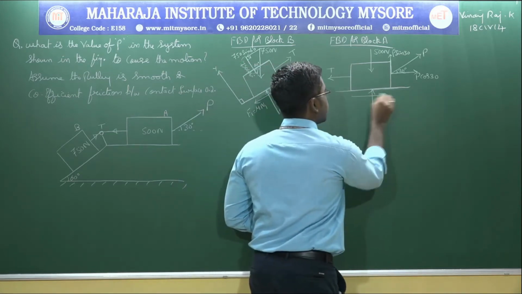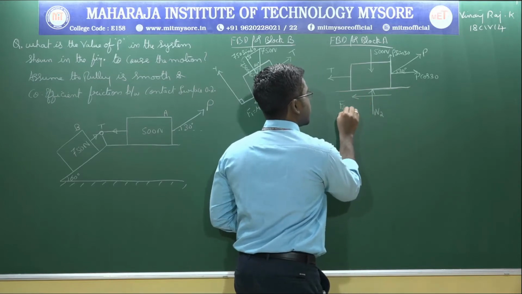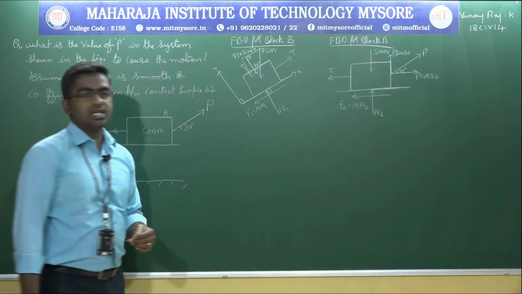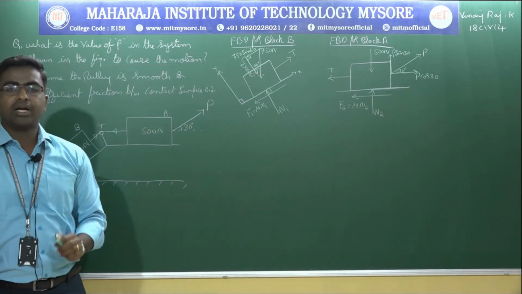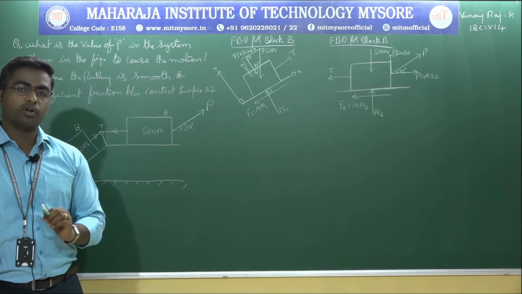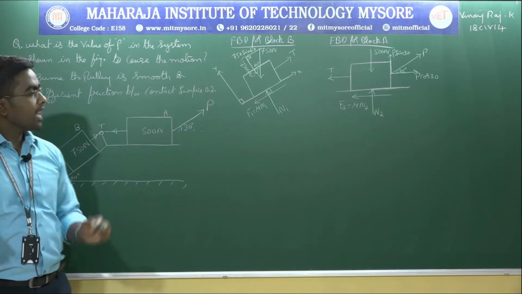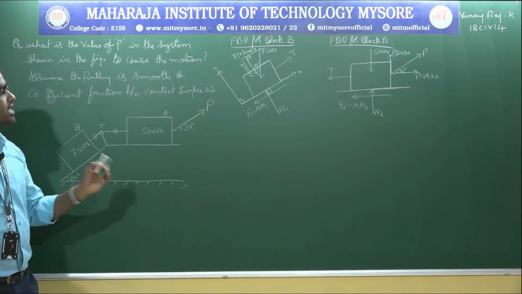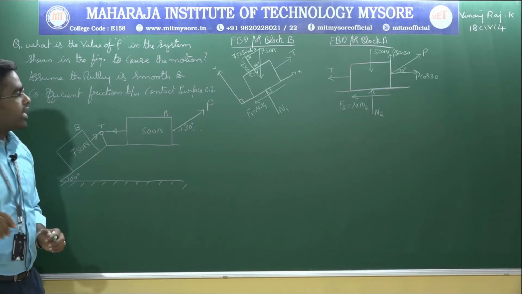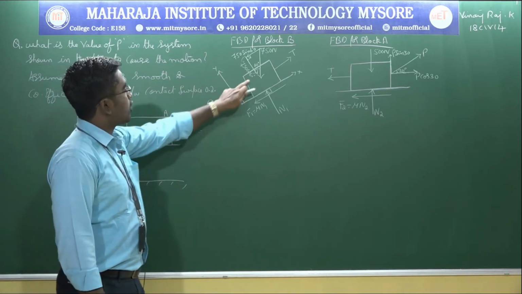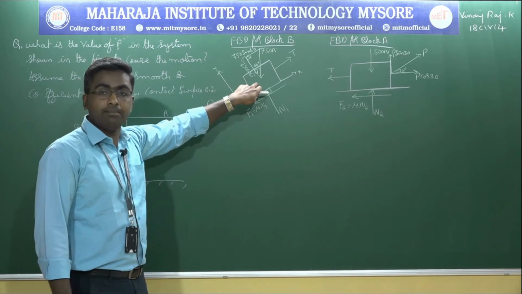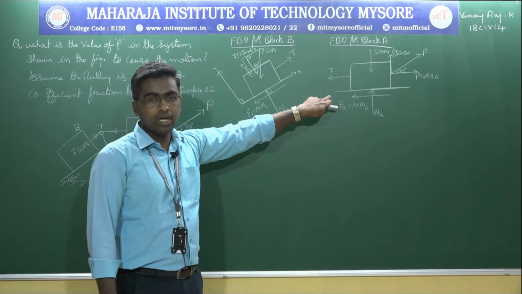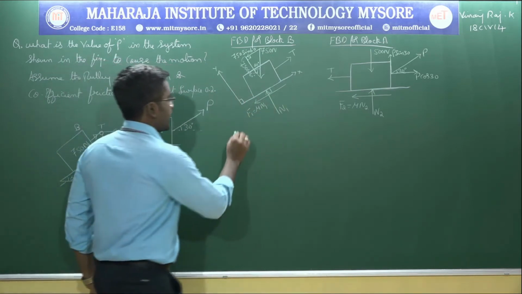Therefore, the frictional force will be opposite to the impending motion, that is F2 will be equal to mu times N2. So this is how I need to draw the free body diagram separately for the two blocks, right? Now I need to apply the equilibrium condition separately for each free body diagram. So now I am going to apply the equilibrium condition for block B, because it has the minimum number of unknowns compared to the free body diagram of block A.